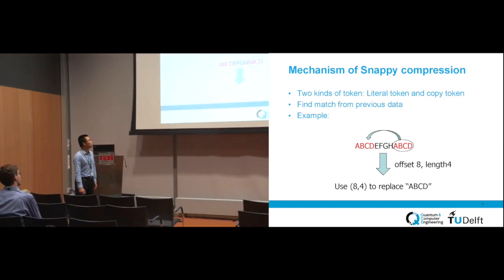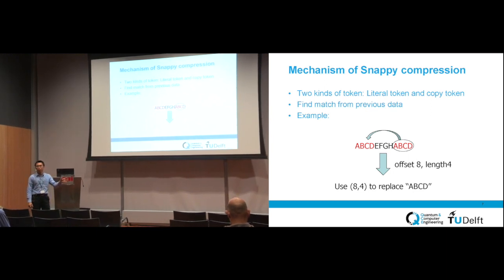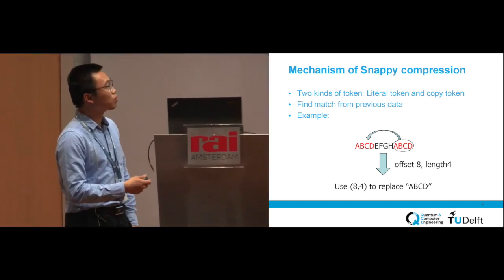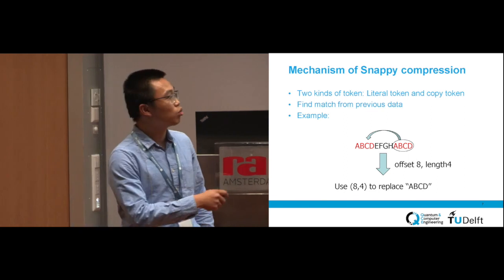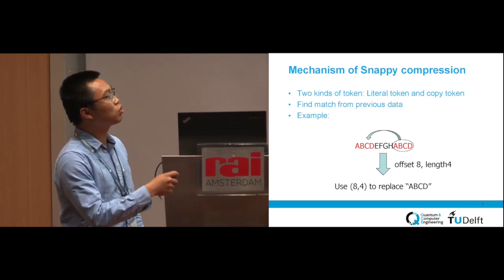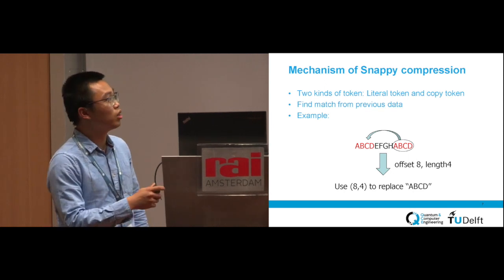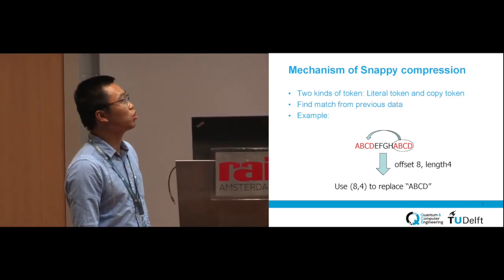The compression and decompression algorithm is actually a very simple algorithm. It just finds the repeated sequence from the previous data. For example, we have this sequence A, B, C, D, E, F, G, H, and then we find a repeat A, B, C, D. So now we use this tuple A4 to replace it. Then we can shrink the data amount. For those where we cannot find a repeated sequence, we just keep the original data.